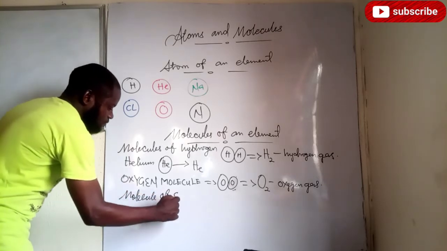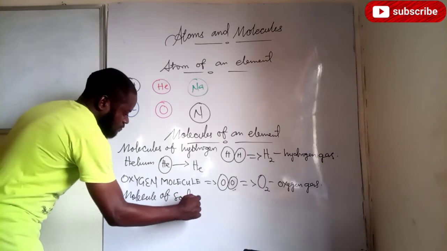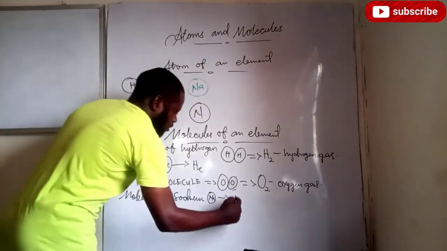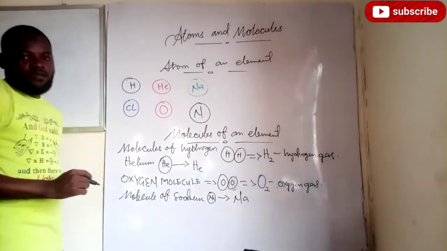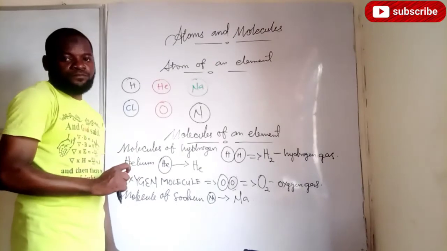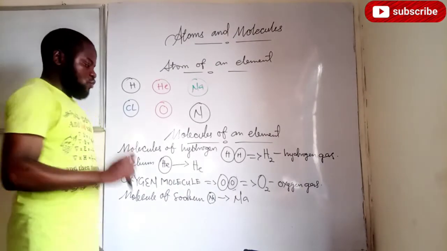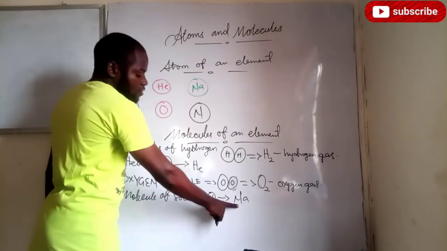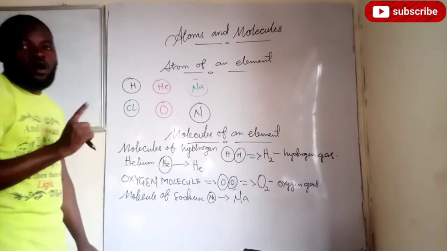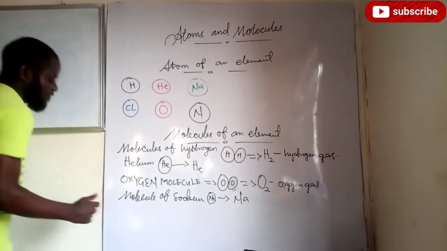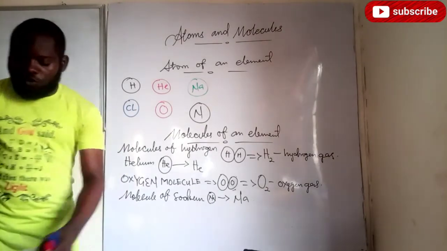The molecule of sodium is also going to be just Na, because sodium is a metal. Are we together now? So sodium is a metal, so the molecule of sodium only consists of one atom of sodium. Now what about chlorine? If I talk about molecules of chlorine.